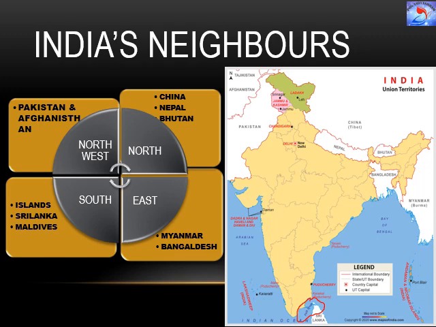Then when we talk about the neighboring countries of India, in the northwest we have Pakistan and Afghanistan. In the north, China, Nepal and Bhutan. In the east, we have Myanmar and Bangladesh. In the south, we have the island nations Sri Lanka and Maldives.